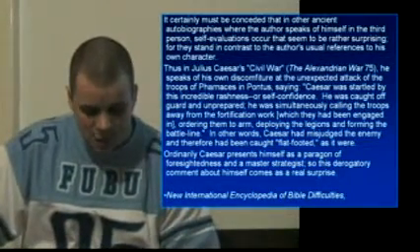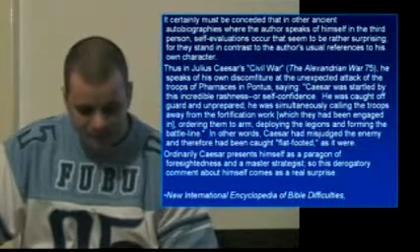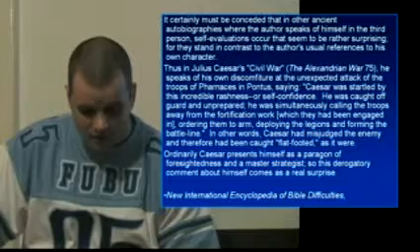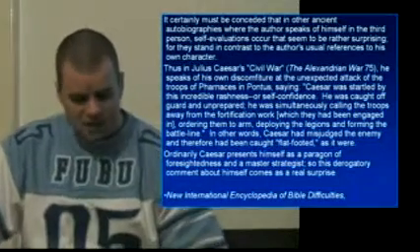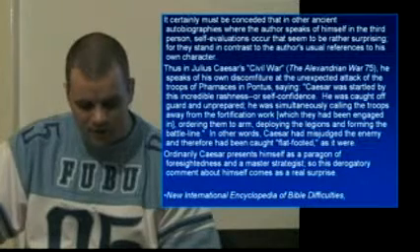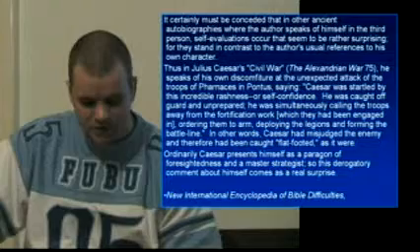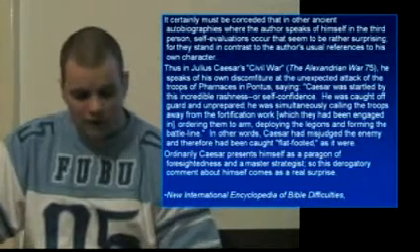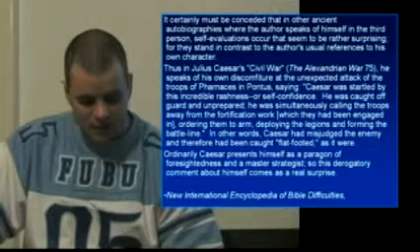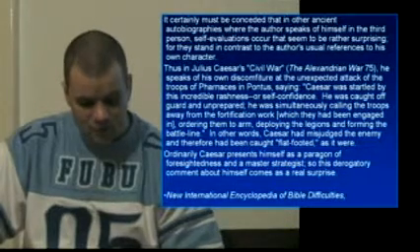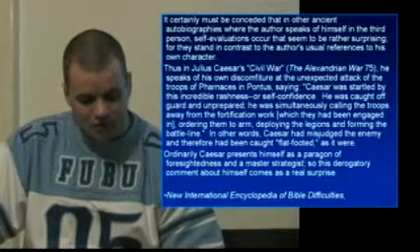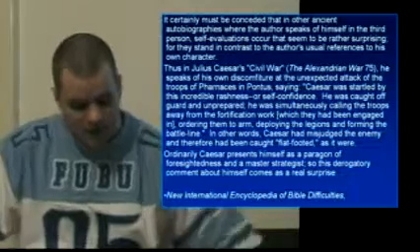Thus, in Julius Caesar's civil war, in the Alexandrian War, he speaks of his own discomfiture at the unexpected attack of the troops of Pharnaces in Pontus, saying, Caesar was startled by this incredible rashness, or self-confidence. He was caught off guard and unprepared. He was simultaneously calling the troops away from the fortification work which they had been engaged in, ordering them to arm, deploying the legions and forming the battle line. In other words, Caesar had misjudged the enemy and therefore had been caught flat-footed, as it were. Ordinarily, Caesar presents himself as a paragon of foresightedness and a master strategist. So this derogatory comment about himself comes as a real surprise.